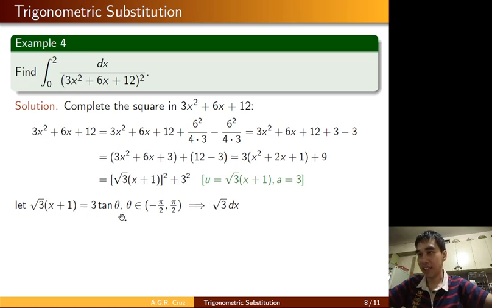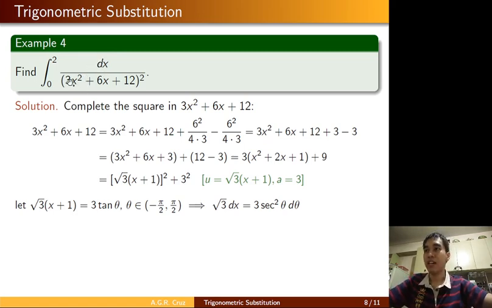Samantala, yung right-hand side, which is 3 tangent theta, when you differentiate in terms of theta, what do you get? So lalabas again si 3, tapos derivative ng tangent theta, that should give you secant squared theta. Okay? So on the right, you have 3 secant squared theta d theta. Okay? And when you divide both sides by square root of 3, you get now dx in terms of theta. So okay na si dx.